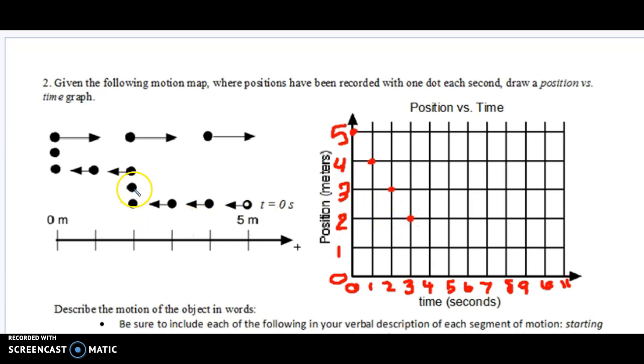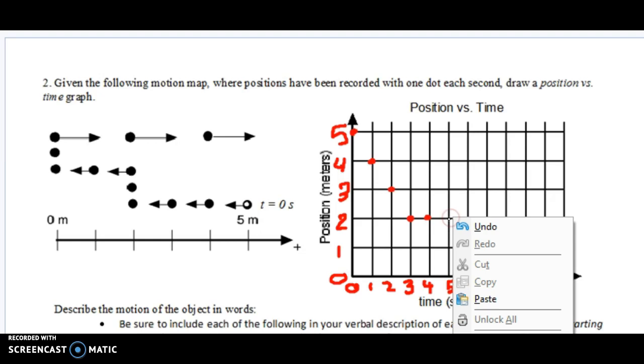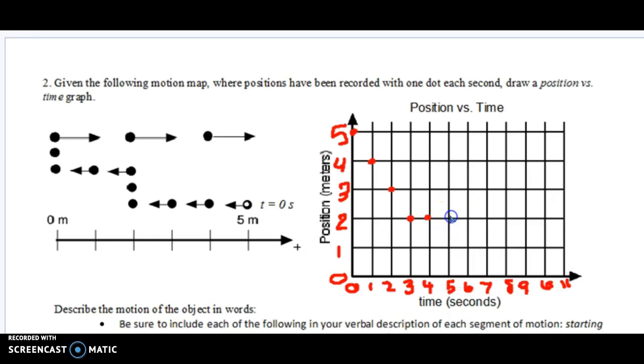What you're going to notice then, your dots stack up, and that means that your object isn't changing positions. So at time 3 seconds, you got to position 2, and at 4 seconds and 5 seconds, you were still at position 2. So I'm going to put a dot at 4 seconds, 2 meters, and also 5 seconds, 2 meters.